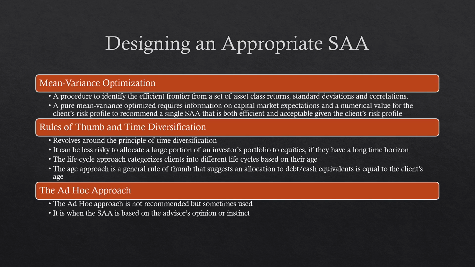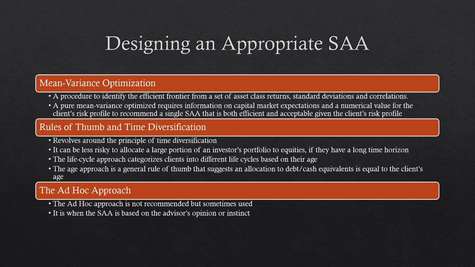Next is designing an appropriate SAA. So mean variance optimization, basically it's a procedure to identify the efficient frontier from a set of asset class returns, standard deviations, and correlations. A pure mean variance optimized portfolio requires information on capital market expectations and a numerical value for the client's risk profile to recommend a single asset allocation that is both efficient and acceptable given the client's risk profile. There are some rules of thumb and time diversification.